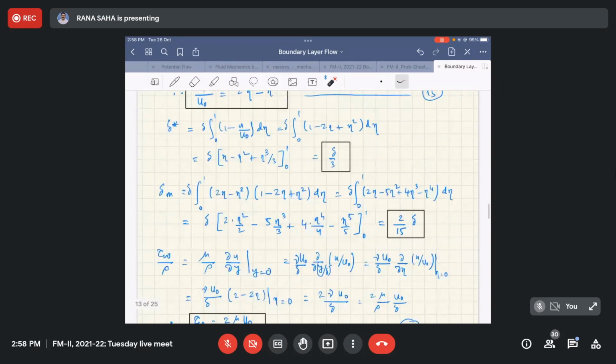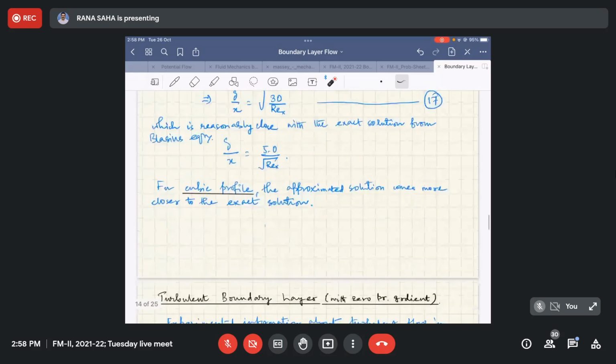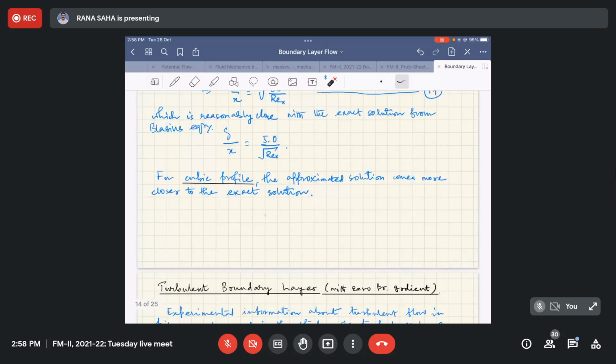Here it comes to be 5 over square root of Rex. So the denominator remains the same. It is basically the numerator which gets changed for different velocity profiles. If you go for a cubic profile, it would be something around 5.134, something like that, if one does that exercise.